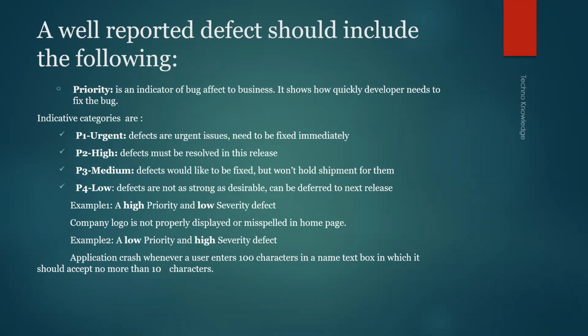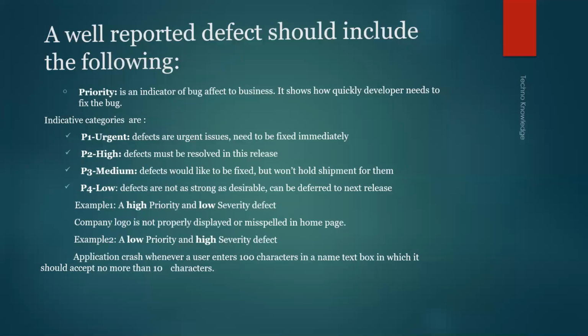Second example we can take is low priority but high severity. If your application crashes whenever a user enters 100 characters in a name text box which should accept not more than 10 characters. This is one example of a high severity but low priority defect.